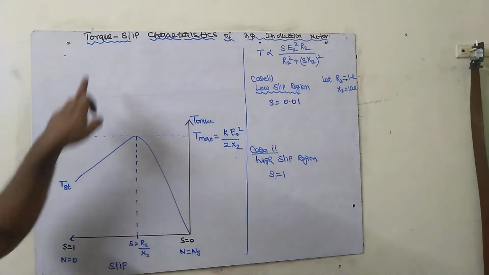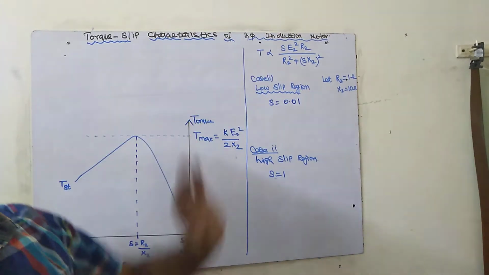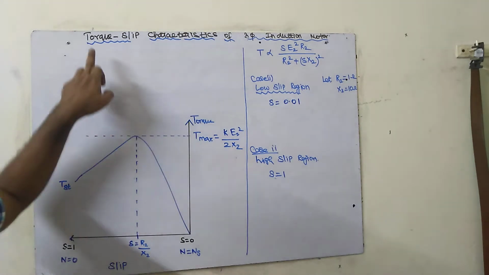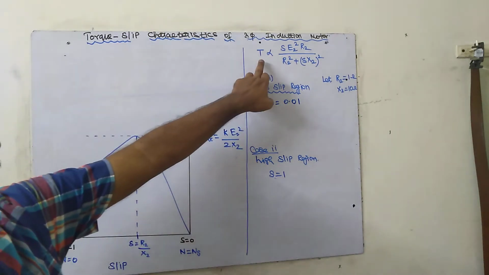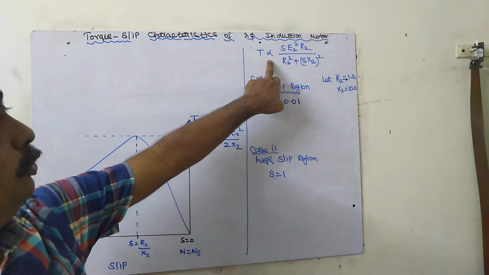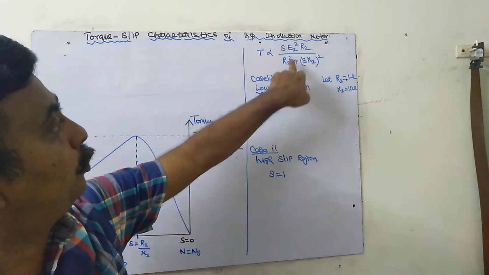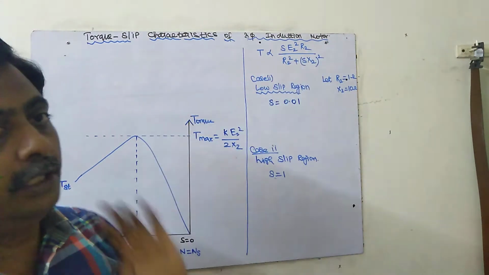Torque slip characteristics of three-phase induction motor. What is the relation between torque and slip? We know the torque equation: torque is proportional to slip into E2 square R2 divided by R2 square plus S into X2 the whole square.